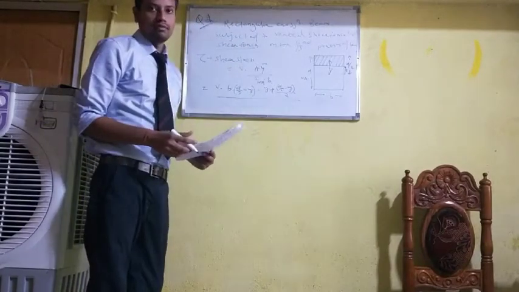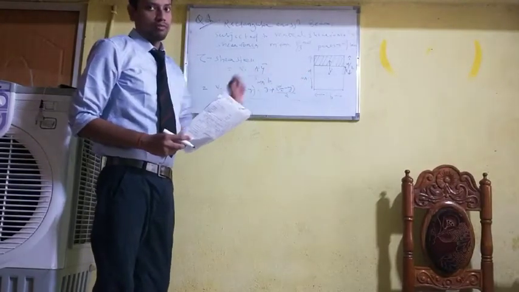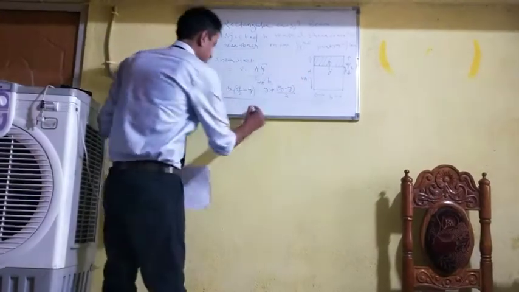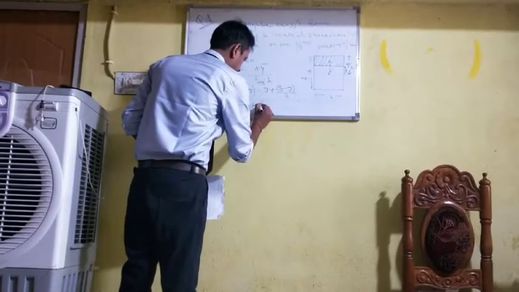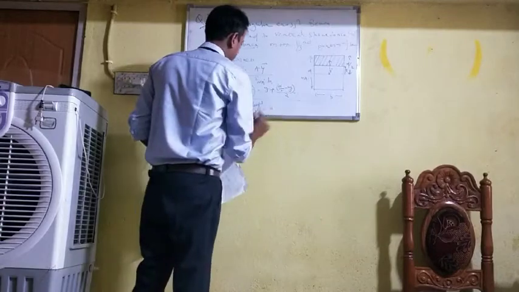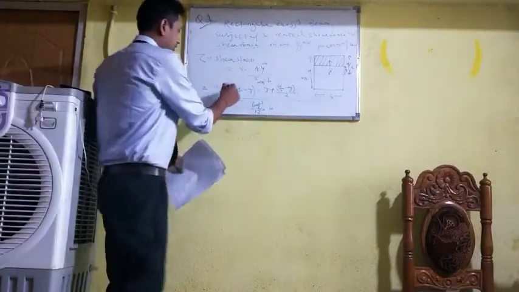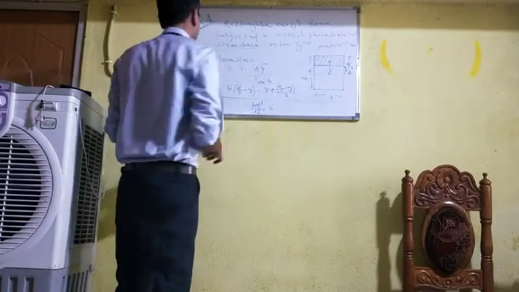I N A into B. What will be I N A? The moment of inertia about the neutral axis. That will be equal to BD cube upon 12 for the rectangular section. This is equal to BD cube upon 12 into B. B is the width. So what we have to do? We have to cancel this. The B and B getting cancelled first. Okay.